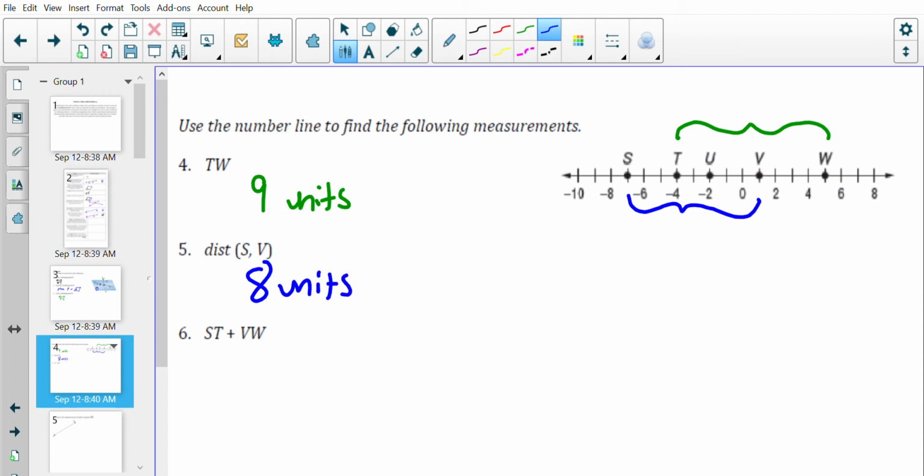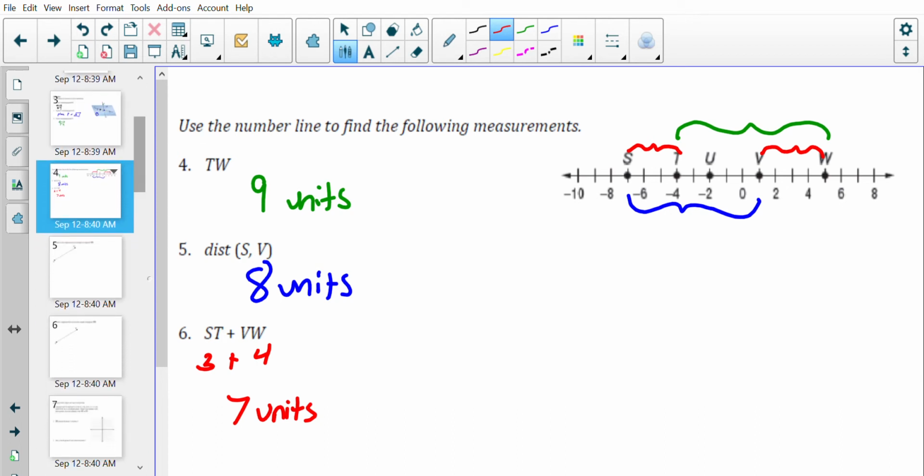And then we have ST plus VW. So ST and then VW. So I need to add them together. So S to T is 1, 2, 3 units. And then V to W is 1, 2, 3, 4 units. 3 plus 4 gives me 7 units. Pretty straightforward finding distance between points on a number line.